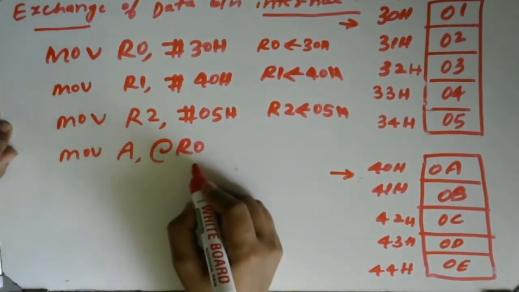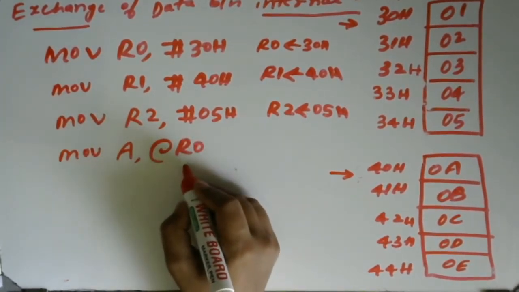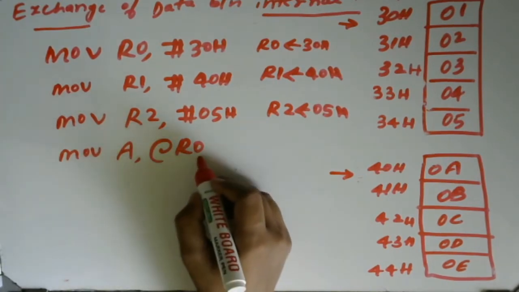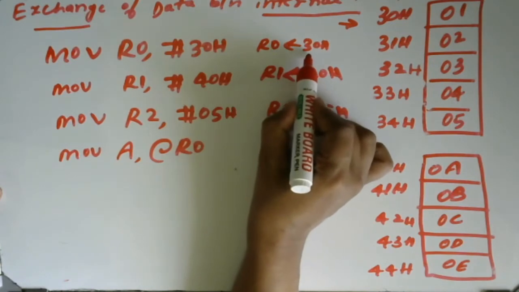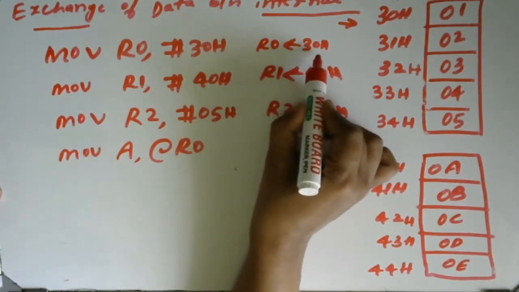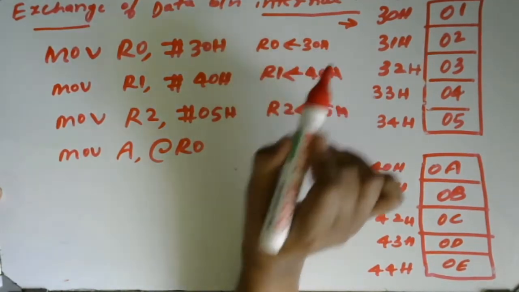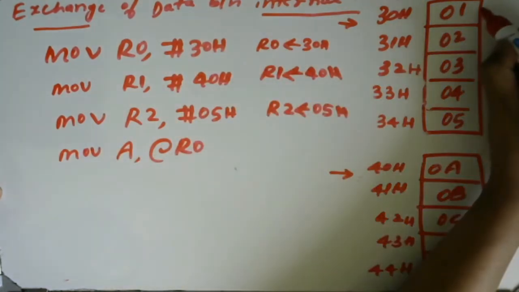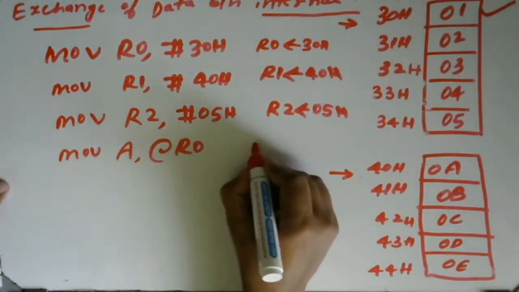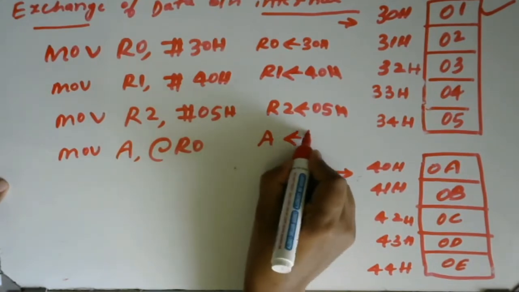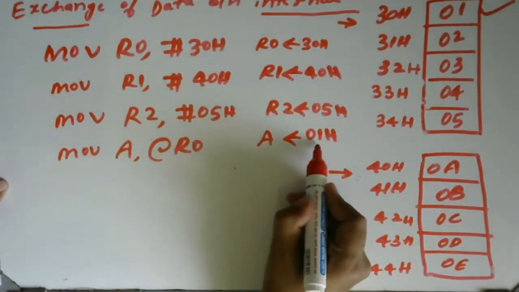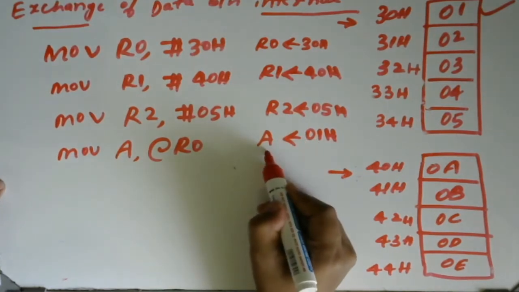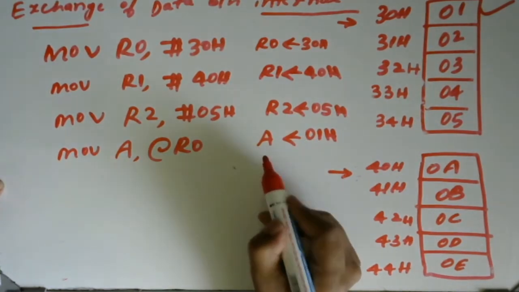Here @R0 tells it is indirect addressing mode. Whenever this instruction executes, the controller will look into the register that indicates where the data is stored. Now R0 is having 30H. In 30H the data stored is 01H. So that will be copied into the accumulator. After execution of this instruction, 01 will be copied into the accumulator.